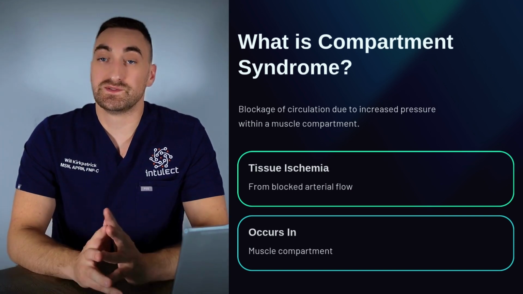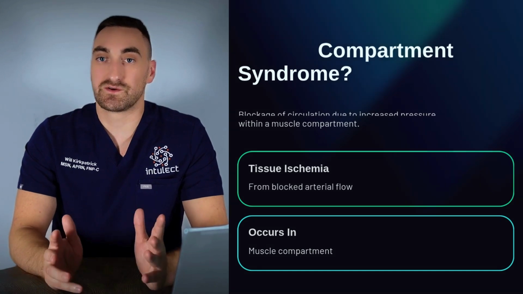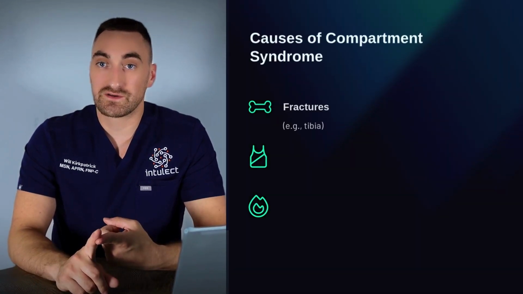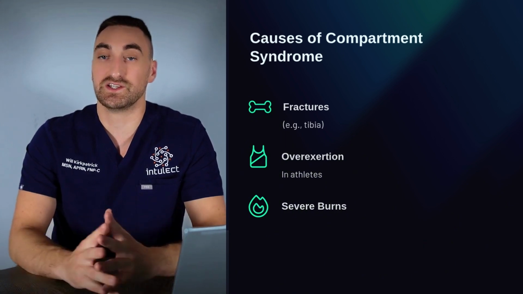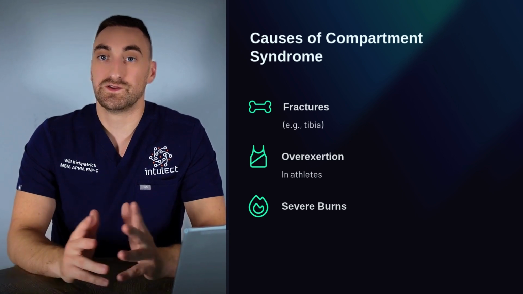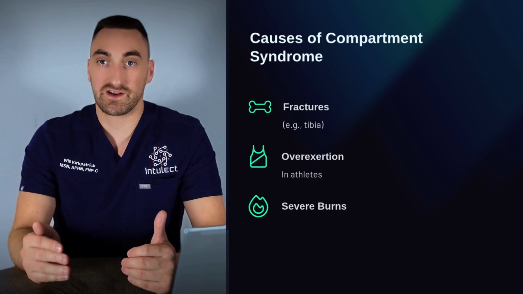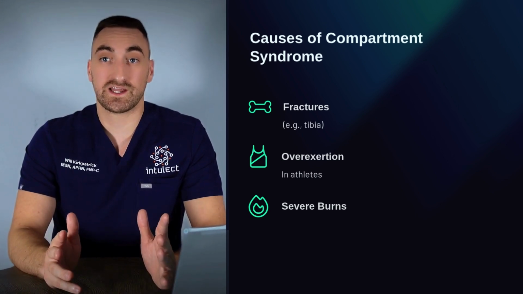So what we're going to first go over is what is compartment syndrome. Compartment syndrome is basically tissue ischemia that's caused from a blockage at a certain point. It can be caused from a fracture, it can be caused from overexertion in some athletes, causing increased inflammation inside that compartment, and it could be related to severe burns as well. So those are the most common cases you'll see in the NCLEX or in the nursing exams. They'll make a case out of it there. So those are your risk factors that I just mentioned.